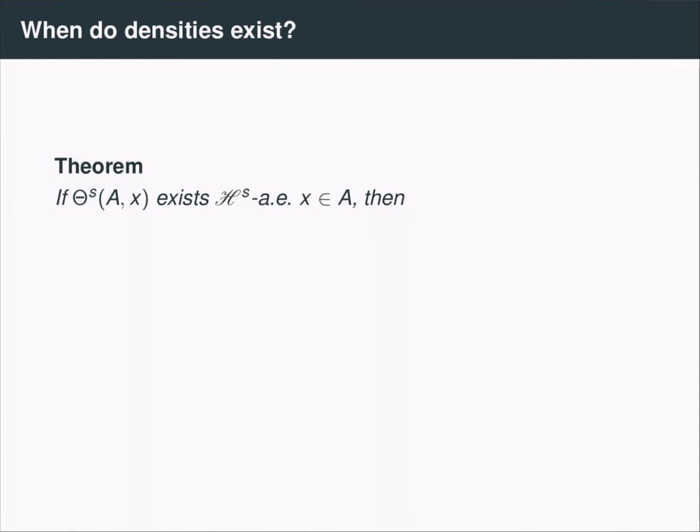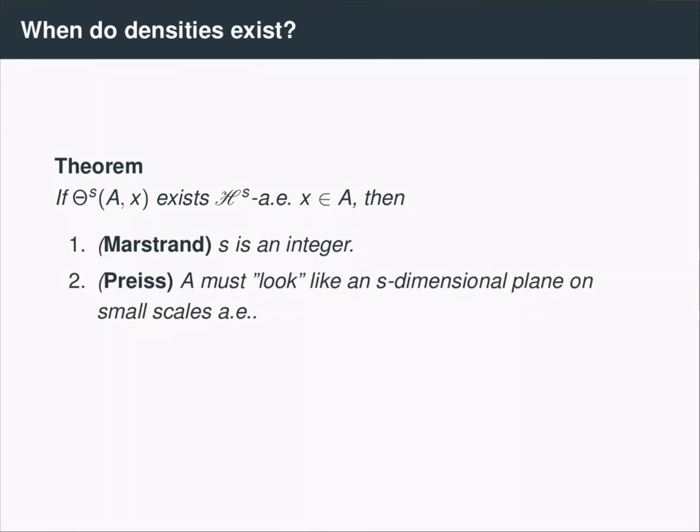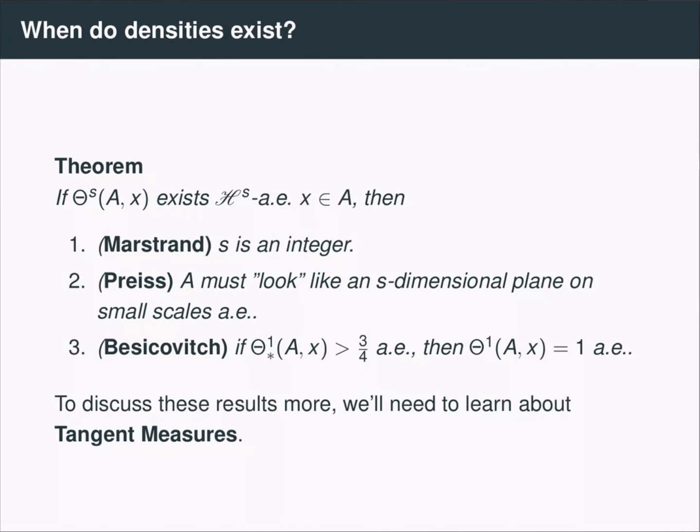So this is where things start to get a little bit interesting. So first of all, if you have a set where the s-dimensional densities exist almost everywhere, then it turns out that s must actually be an integer. Not only that, if we zoom in on almost every point of this set, the set begins to resemble an s-dimensional plane on small scales. Finally, if we're looking at one-dimensional sets and the lower density happens to be strictly bigger than 3/4 almost everywhere, then that actually forces the density to exist and equal 1 almost everywhere.